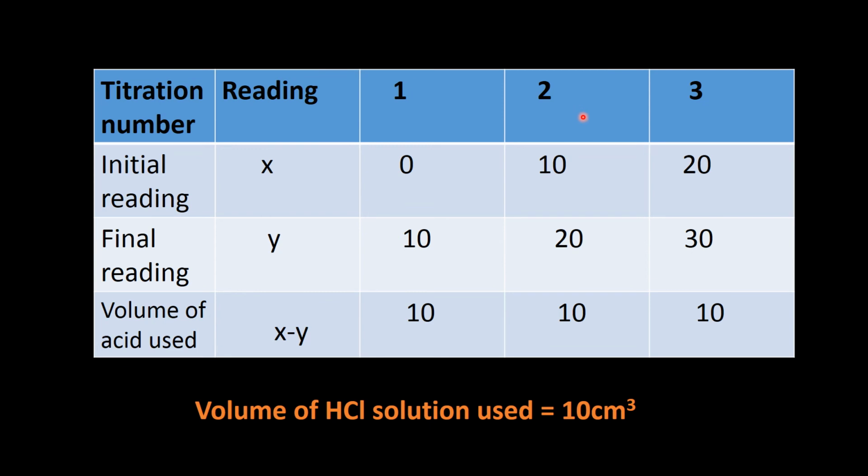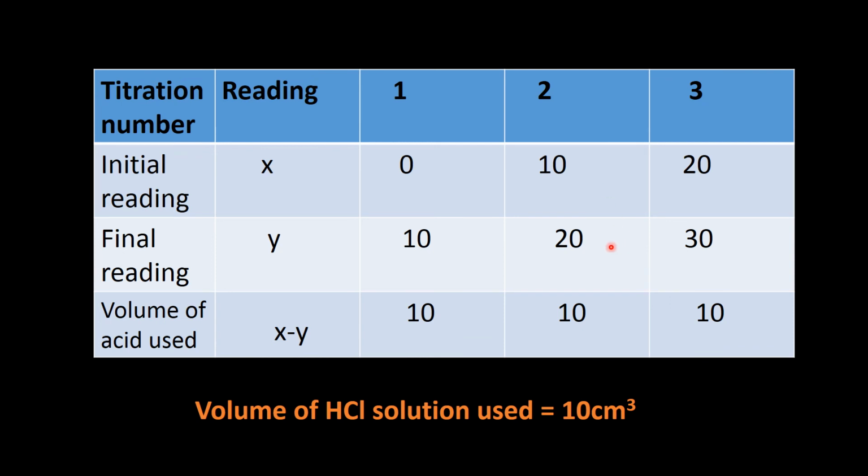Then I have to take the average. 10 plus 10 plus 10 gives rise to 30, divided by 3, and it will give you 10 cm3. Now what is this 10 cm3? Yes, this is the volume. Volume of an acid used in titrating a base. So this will be V1.